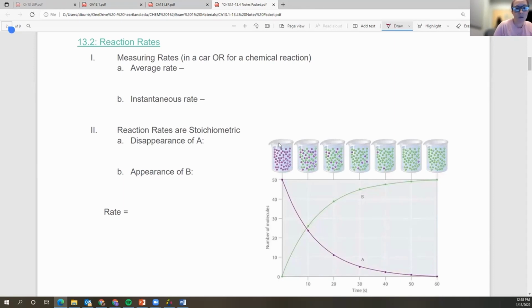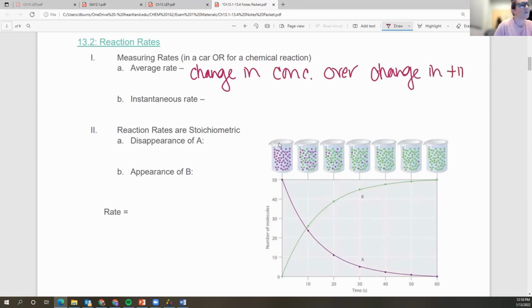So there's two things we could find regarding rate. You could find the average rate. Okay, so if you do your beginning and your ending speed over the time that you were moving, that will tell you your average rate, or you can find your instantaneous rate. Okay, so average rate is essentially just the change in concentration over the change in time.